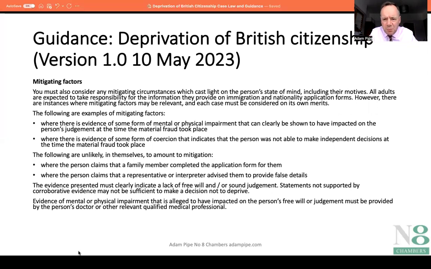Mental or physical impairment that impacted the person's judgment? Was there coercion? But then look at the factors that are unlikely to amount to mitigation, where a family member, a representative or an interpreter advised you to provide false details. And evidence: if you're going to evidence physical or mental impairment, you're going to need expert medical evidence in relation to that.